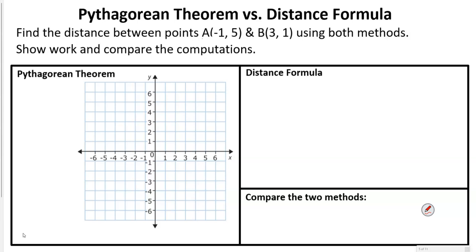So now we're going to use both of these. First we're going to use Pythagorean's theorem on the left, then we're going to use the distance formula. For Pythagorean's theorem, we're going to plot point A, which is -1, 5 right here. Then B is 3, 1: 3 to the right, 1 up. This is B. We're going to connect those two.